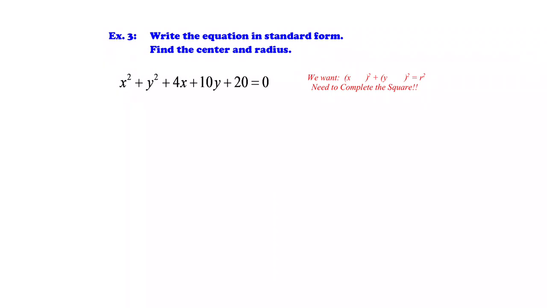We want to get that form that we had earlier, (x - h)² + (y - k)² = r². So to be able to get a binomial squared, we need to complete the square. So we'll go back over kind of how to do this.